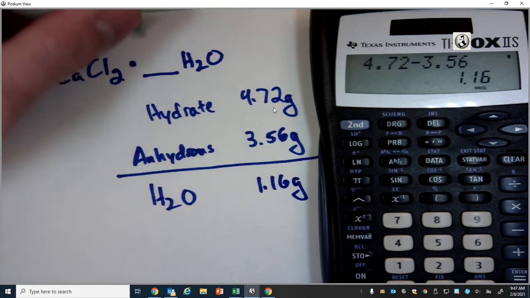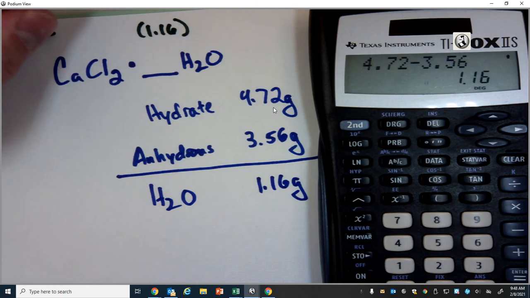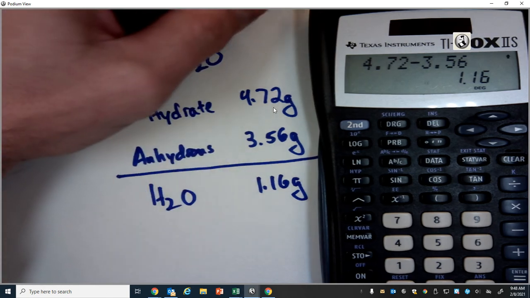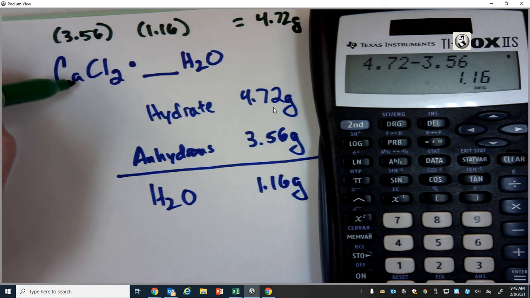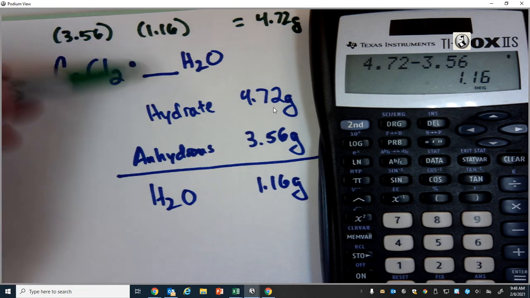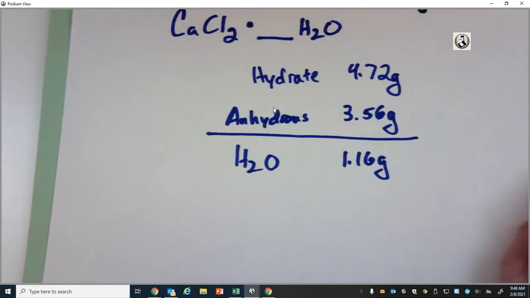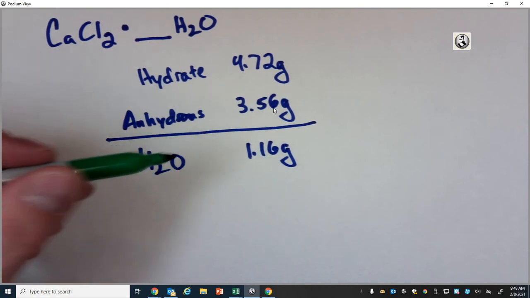So, if we want to write this, you can see up here, this would be 1.16, and then the anhydrous would be 3.56, and the whole thing would be 4.72 grams. So 3.56 grams of it is the salt and 1.16 grams of it is the water. Now what we want to do is figure out a mole ratio, essentially. We go percent to mass to moles. Here, the nice thing is because we already have grams, we don't have to go percent to mass. We can just use the grams.